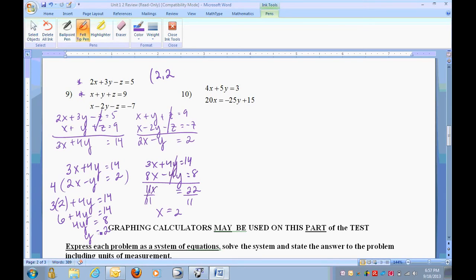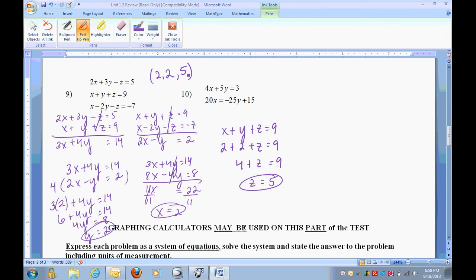So now we know what y is, and we know what x is. So we can go back up and plug into our original equations and solve for z. Let's use the middle one, since it seems to be the easiest: x plus y plus z equals 9. So I'm going to plug in 2 for x and y, and I get 4 plus z equals 9. So z equals 5.